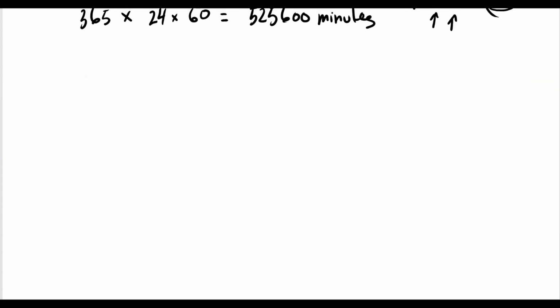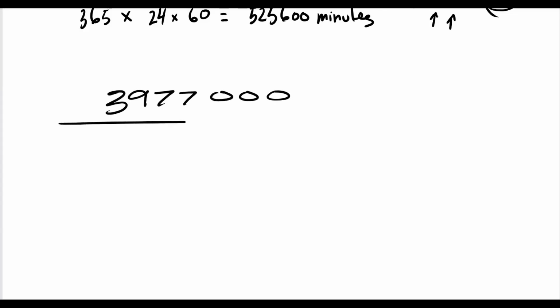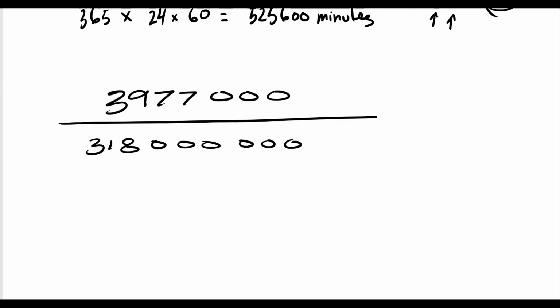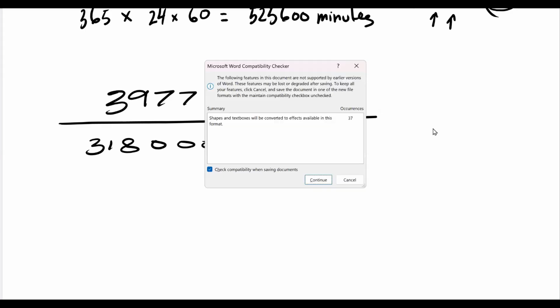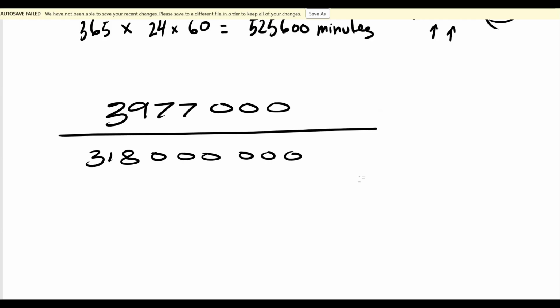Okay, so let's see. We have 3,977,000 births, and they said that the population, remember, was 318 million. Let's write that out as digits. 318 million would be 318, 1, 2, 3, 4, 5, 6 zeros. So if we wanted to calculate the number of births per one person, we would just divide this right here. Sorry about that. If we wanted to calculate the number of births per one person, we would put this into a calculator.